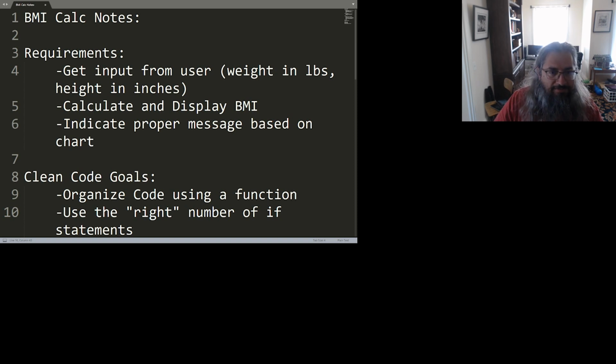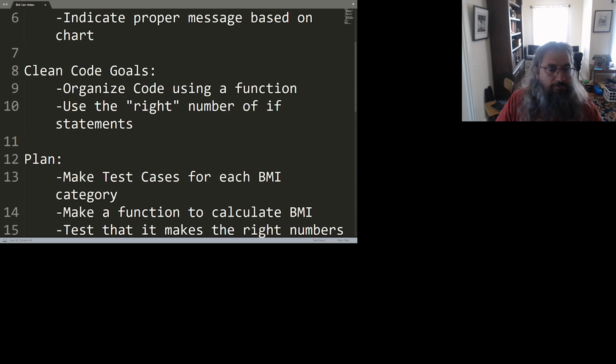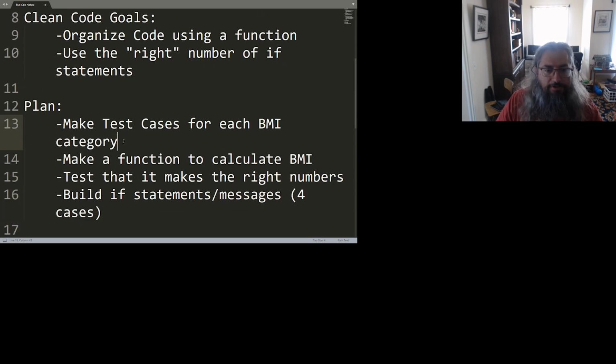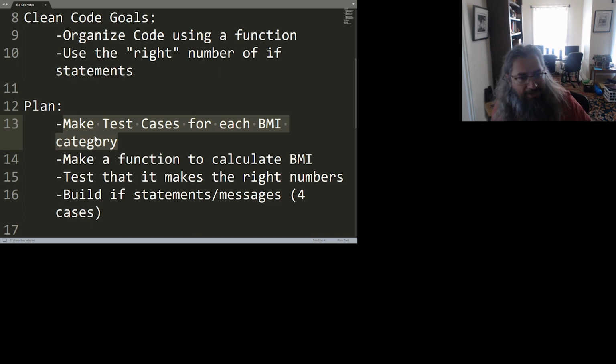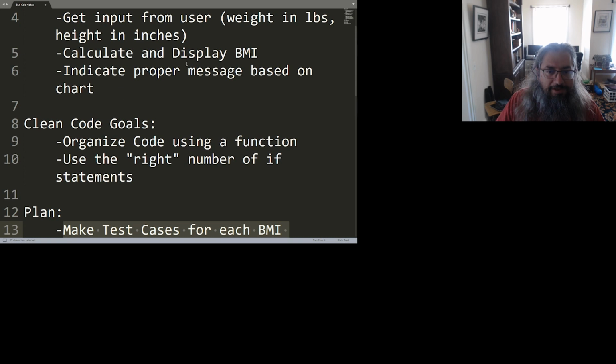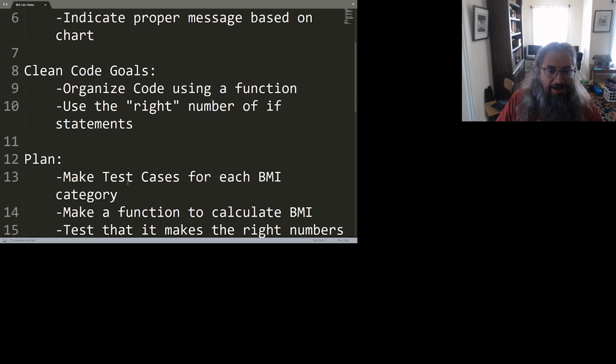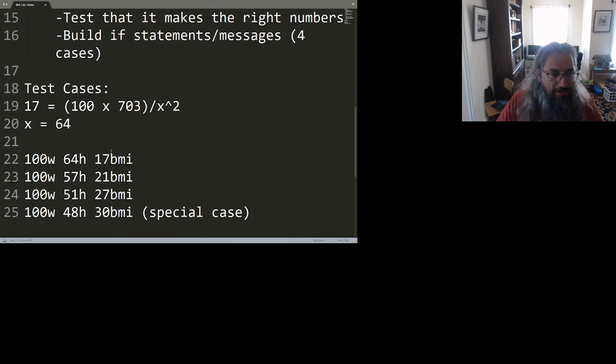So now that we have these requirements and goals, let's come up with a plan. You can see here that the first thing in my plan is make test cases for each BMI category. So if my goal is to calculate and display the BMI and print out the proper message, I really should make sure that I know what numbers are supposed to come out, based on what I put in. So I did that off to the side. You can do it on your own. I can show you what I did here.